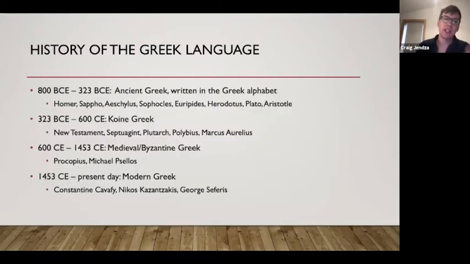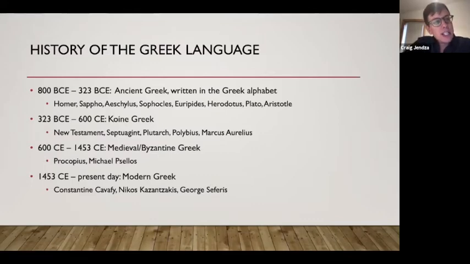After this, we can go from this Mycenaean Greek to ancient Greek. This is the period that I mostly do, 800 to 323 BCE, more or less. This is written in the Greek alphabet. And I'm going to teach you the alphabet in a second. This is the time of the great ancient Greek culture. Here are some authors who wrote in ancient Greek: Homer, Sappho, Aeschylus, Sophocles, Euripides, Herodotus, Plato, Aristotle. Basically all of the great Greek literature and philosophy and tragedy and poetry, things like that.